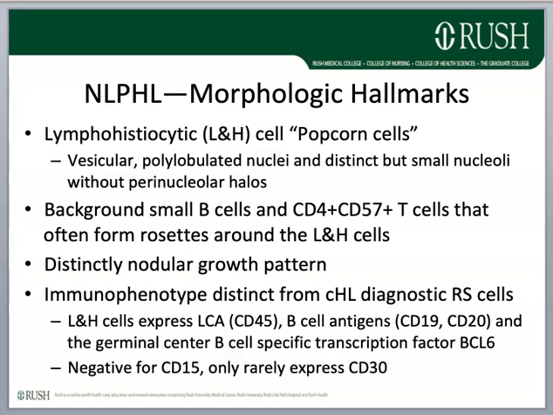In contrast, the LNH cells are CD45 positive, CD20 positive, and also positive for a variety of other B cell antigens, including CD19, CD22, CD79A, and these are CD15 negative and only rarely express CD30, so a very distinctively different immunophenotype. These cells therefore express B cell surface antigens like CD19 and CD20, as well as germinal center B cell specific transcription factor BCL6.